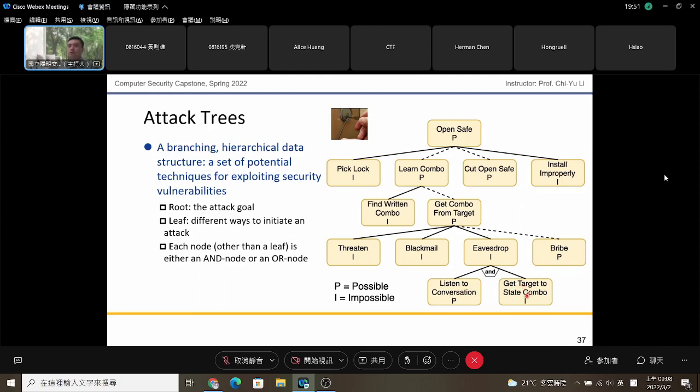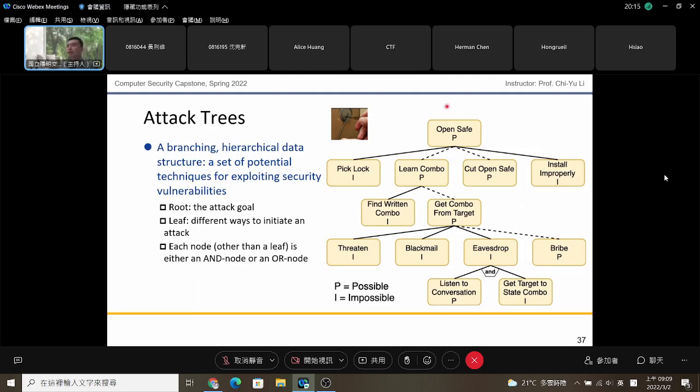Let's try to trace this attack tree from the top. Here the goal is to open the safe. So how to open the safe? We can list all the possible attacks and think about whether they are feasible. This is how you think about whether one system is vulnerable or not.